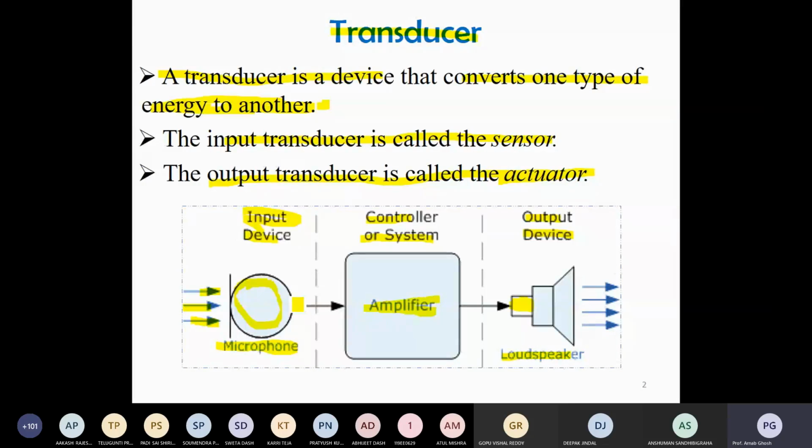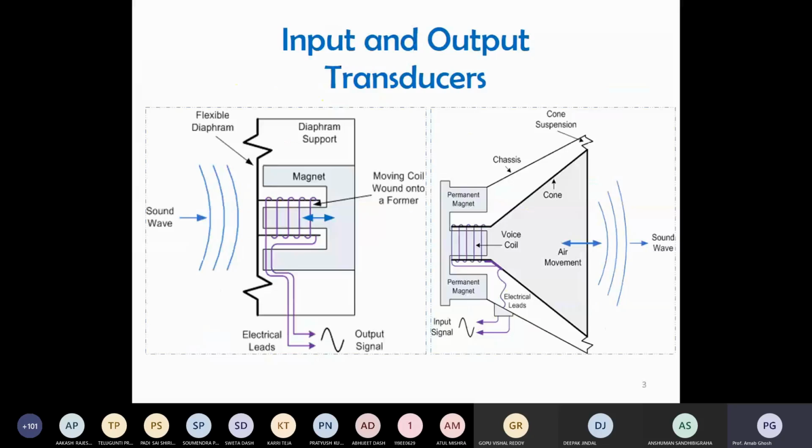The diaphragm moves with the sound wave, and that vibration is responsible for developing the electrical signal. That's why it's an example of a transducer. You can see we have written it under the heading of transducer. You can see the diagram showing the input and output of the transducer.